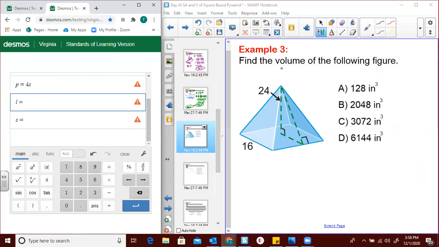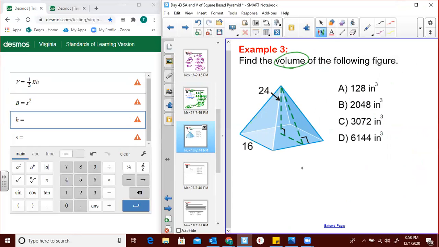So if I'm finding the volume of the figure shown, well, first of all, I need to go back to my volume formula. When I'm looking for my volume, all I need is my height and my side. Here they only give us 2 numbers, which makes this pretty easy for us. So we know that our side is going to be one of these sides for the base of the pyramid, which happens to be 16.